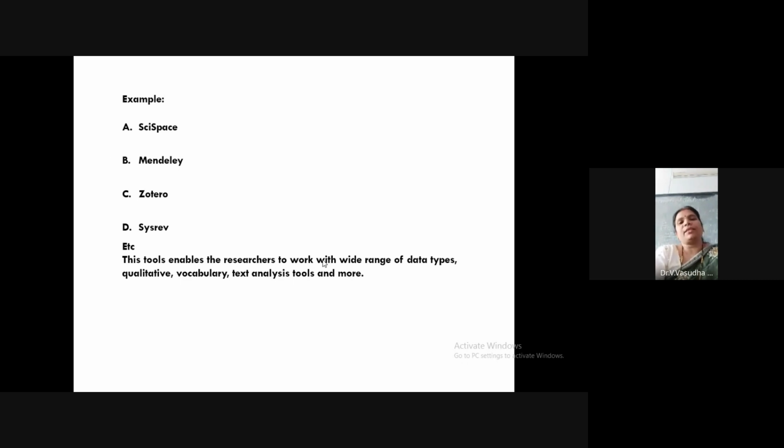Besides, you have Sciencebase, Mendeley, Zotero, and Scienceo. All these four applications that are quoted here are available online. You can use them in order to search the literature. These tools will give you a wide range of data and types. It also enables you to download the data, qualitative and quantitative as well. Various other tools are also available, but these are the four most popular tools that we end up using. Next slide.